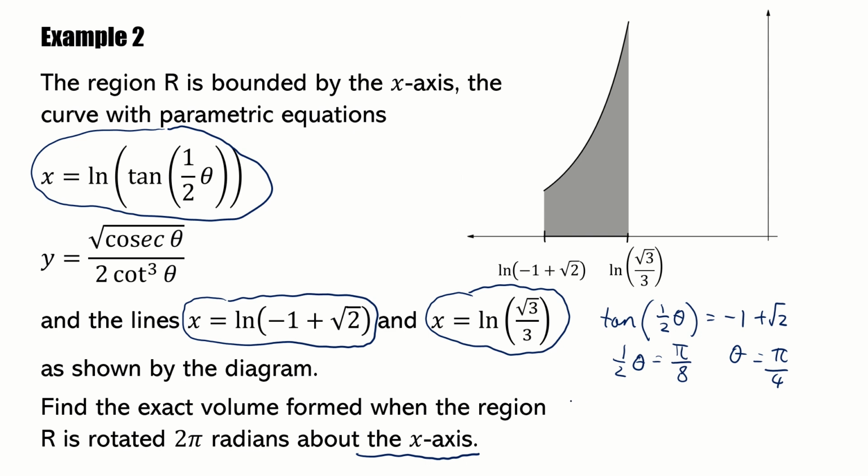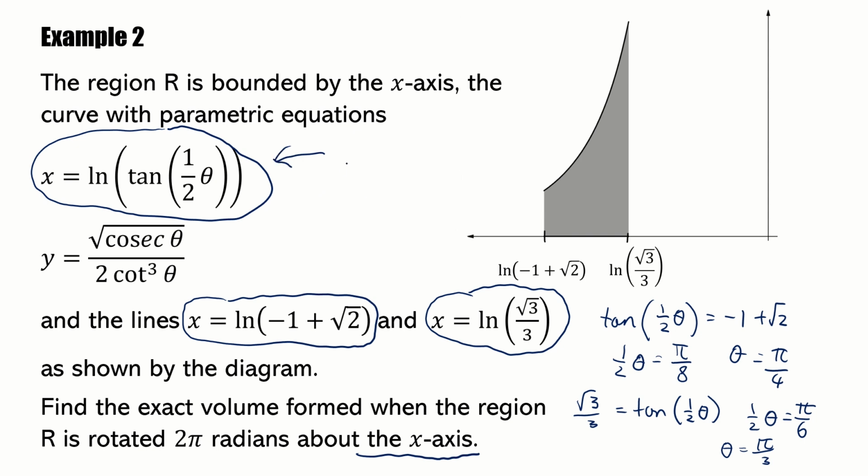And then the other limit is going to be obtained from doing root 3 over 3 equals tan of a half theta. And from that, you'll get a half theta equals pi over 6, which of course will lead us to theta equals pi over 3. So those are our two limits. We are then also going to have to plug the parametric equations into the volumes of revolution parametric integral formula. So to do that, we need dx over d theta. So that means we're also going to have to differentiate this thing.